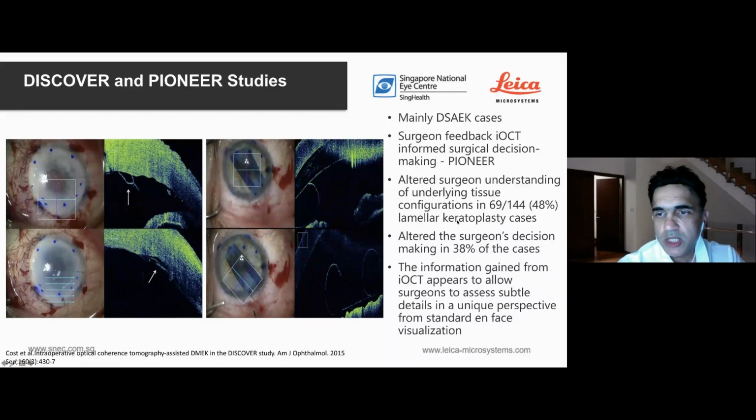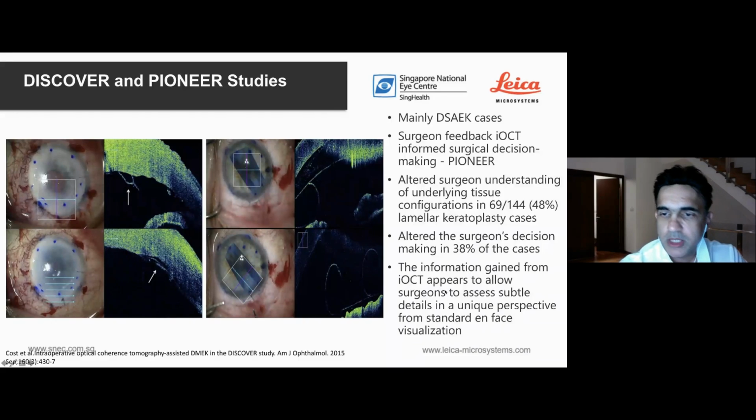And what these studies showed is that by using the intraoperative OCT, you actually altered the surgeon's understanding of the tissue, especially when you're doing the lamellar transplantation procedures, in almost 48% of cases. So in one of two cases, it helped the surgeon by providing feedback information that changed what they were doing at the time of surgery. So this is actually quite a lot. You can see how much information you're getting back from the feedback from the intraoperative OCT. With respect to decision-making, from the Pioneer study, it was almost 38%.